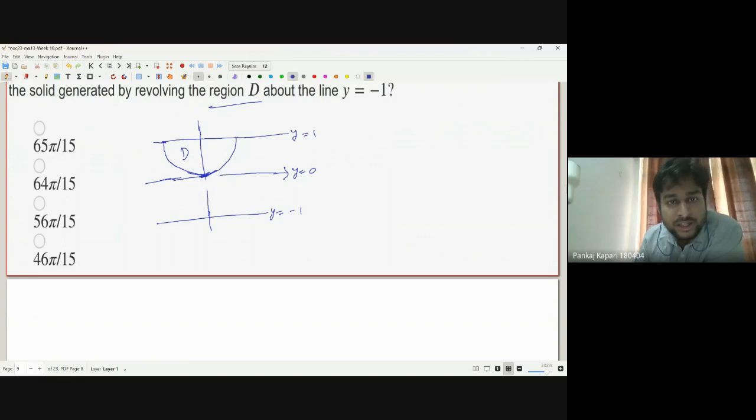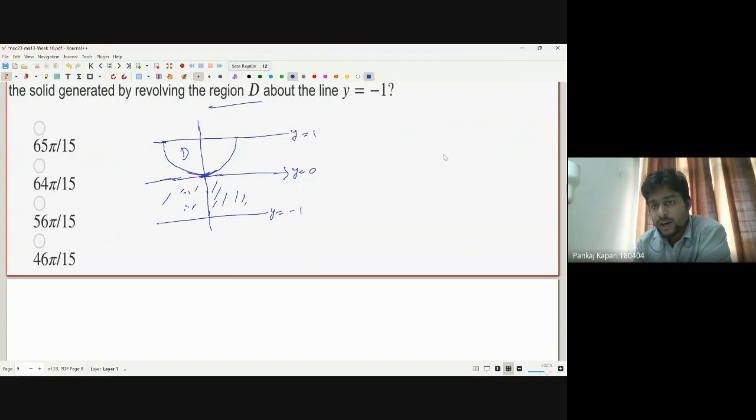But the thing is that you are not rotating this region about y equal to 0. Instead you are rotating it about y equal to minus 1. So if you rotate like this, then you will always have this gap in between. So whatever solid you get, the solid will have a hole. So it is like this.